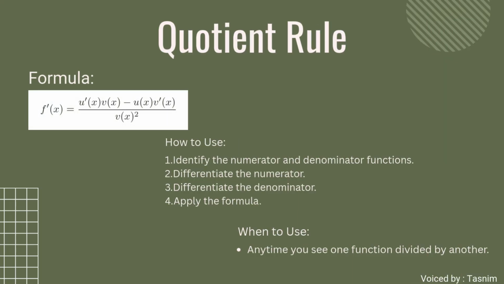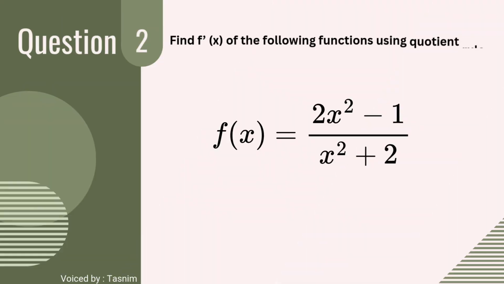Now, let's look at quotient rule. We use quotient rule when we encounter one function divided by another. So first, we need to identify the numerator and denominator functions. Then, we need to differentiate the numerator and denominator functions and apply it to the formula. Let's look at question given. Find f prime x of the following functions using quotient rule.